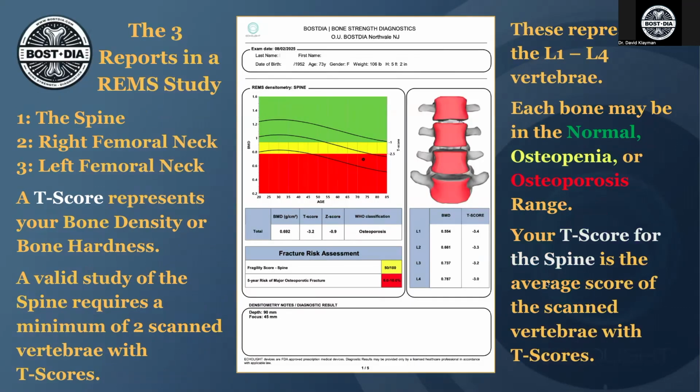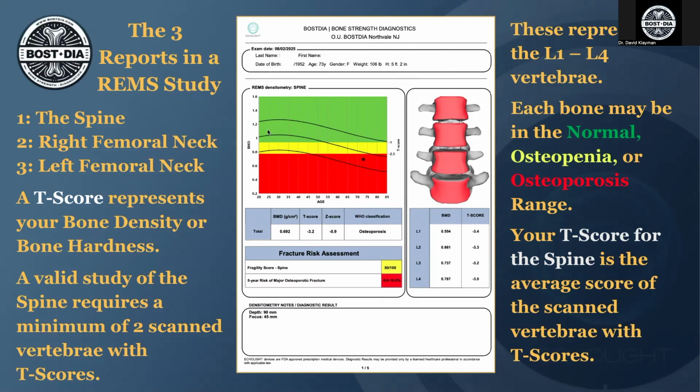Now, if you've got your REMS report in front of you, I'd like you to take a look at the one that pertains to your spine. On the first page of the report with your spine, you will see right in the middle of the page an item here that says T-score. Now, as we discussed, a T-score that is below -2.5 is considered osteoporosis. This person would have a T-score of a -3.2.